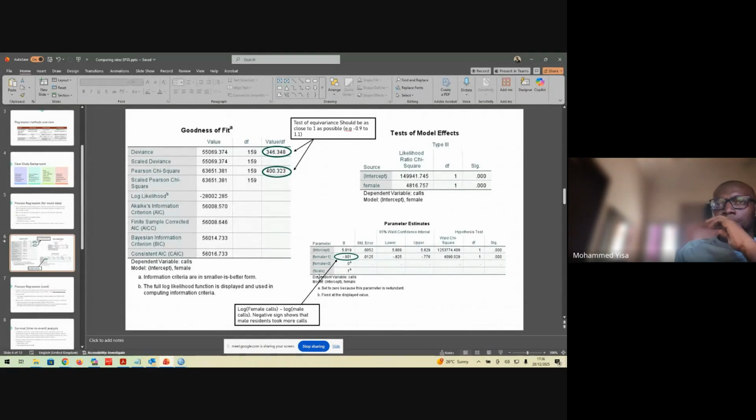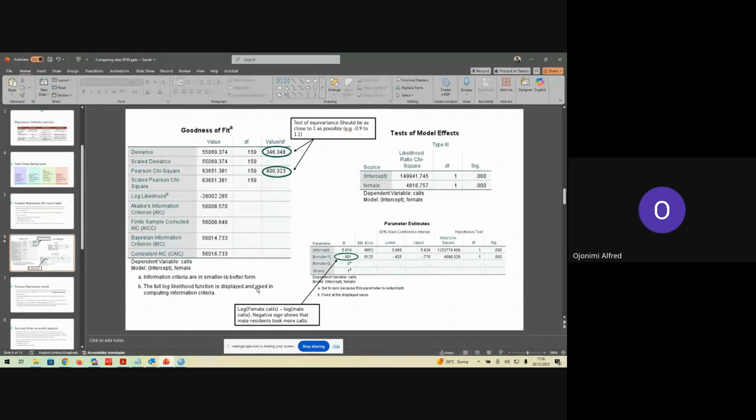So that 55% might actually change if you are able to identify and incorporate those factors, those predictors into your model. Alfred, does that answer your question? Yeah, okay. Yes, thank you.